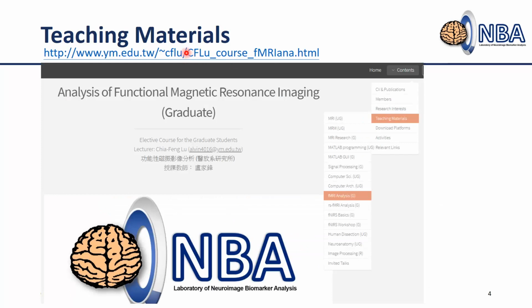Okay. You can find all the teaching materials on my website. Here is the link. This is my website, CF Lu. It's my Chinese name, Chia-Feng. Then, the address of my website, and you can find a button called Contents. You can press the button and you will see a pop-up menu. Just pick the teaching materials, and then you will find the specific course named fMRI analysis for graduate students. And once you click this button, you will have the full link like this.